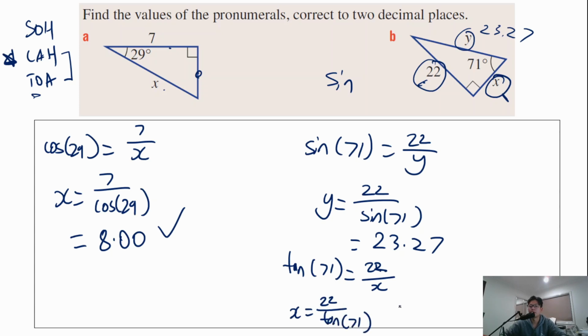Just running out of space here, so I'll draw an arrow over here and put that into the calculator. 22 divided by tan 71 will give you a value of 7.56. Give yourself a tick if you got that correct as well.